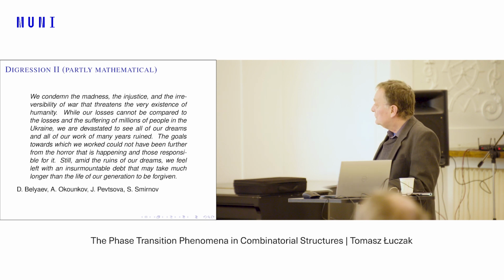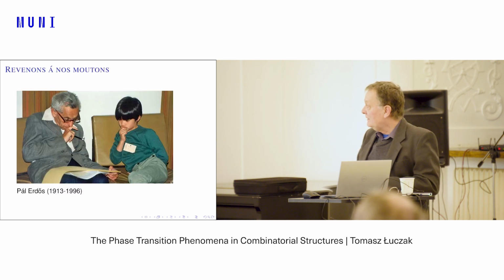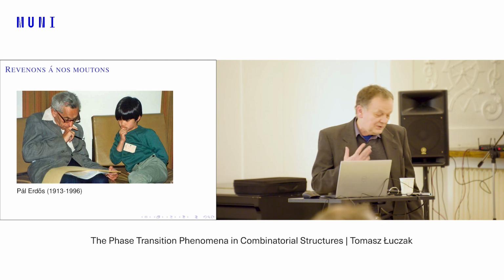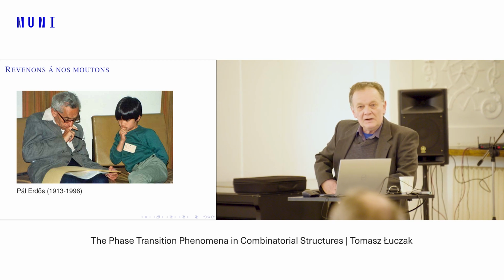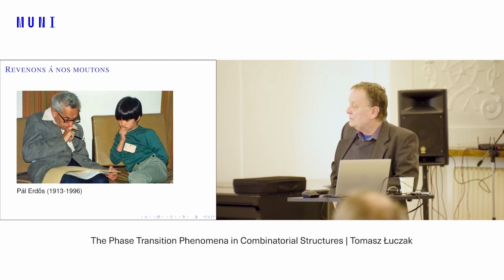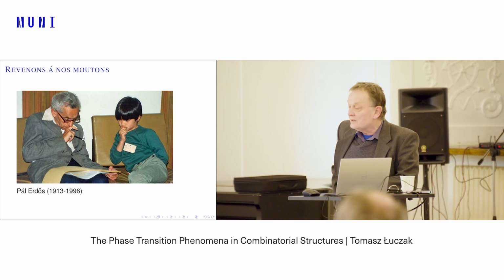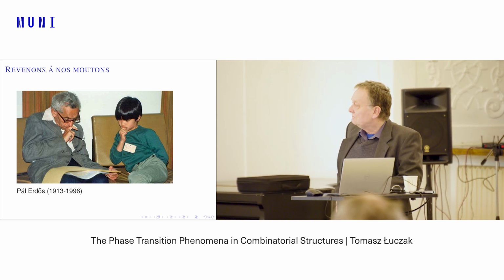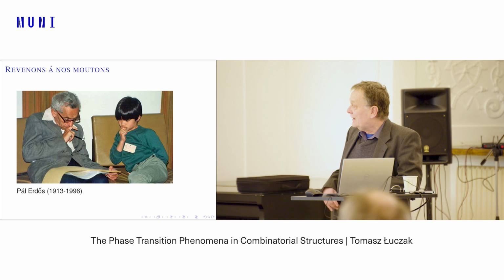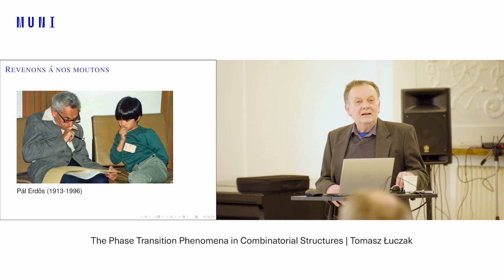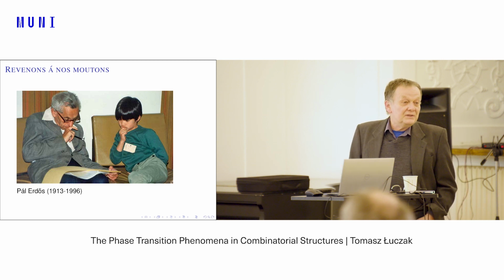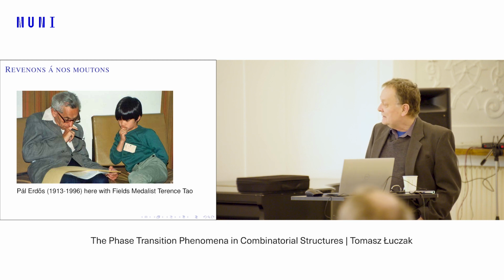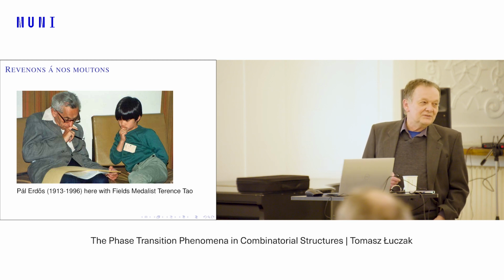But let's go back to our subject. There is one man who is a key figure of this talk, which is Paul Erdős. Paul Erdős was one of the most important and certainly by far the most influential combinatorialist of the 20th century. He was an iconic figure, so I was trying to find a photo of him, but because before I just put the photo of this Fields medalist, I decided to put this one. So here is Paul Erdős with the Fields medalist Terry Tao.